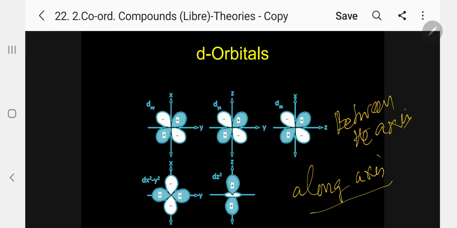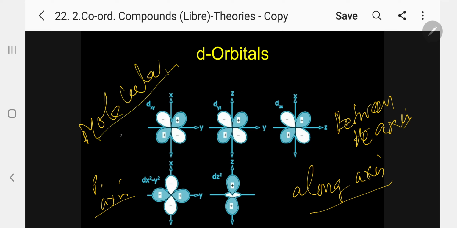Normally, according to valence bond theory, when explaining the formation of a covalent bond or coordinate bond, the orbitals come along the axis through which they overlap, the empty orbital with the unpaired electrons. This is called the primary axis or molecular axis. Please follow. Only along this.